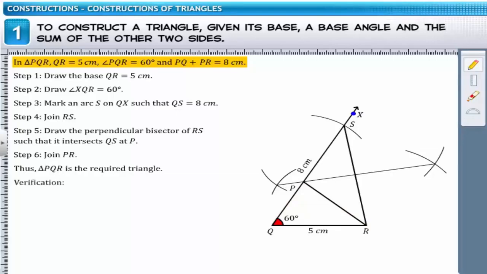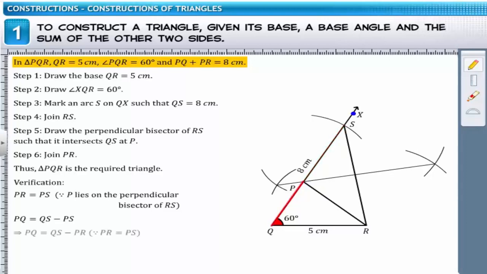Now, let's verify if the triangle obtained is the required triangle. In the figure, side PR is equal to side PS, since any point on the perpendicular bisector is equidistant from the endpoints of the line segment. Now, PQ is equal to QS minus PS. This implies PQ is equal to QS minus PR, or PQ plus PR is equal to QS. Thus, in triangle PQR, QR is equal to 5 centimeters. Angle PQR is equal to 60 degrees, and the sum of the sides PQ and PR is equal to 8 centimeters. Hence, verified.